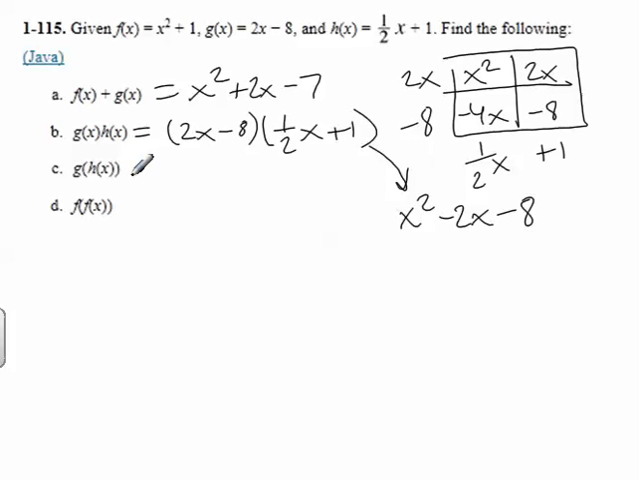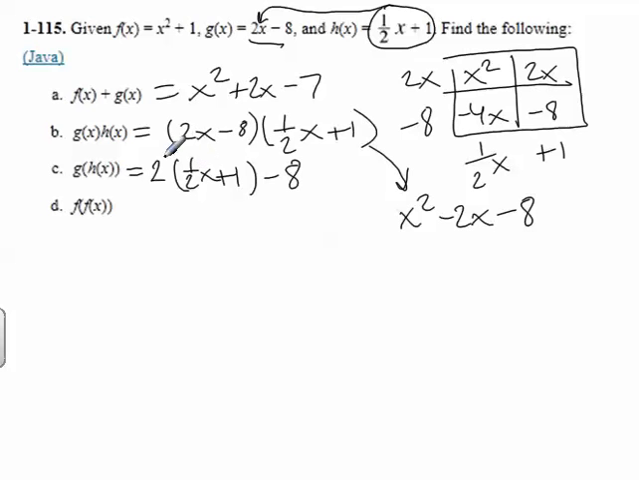Okay, now this is where we substitute one thing into the other. So we're going to substitute all of function h into as the input for function g. So I'm going to rewrite function g right here, but leave some space in place of x, the 1/2 x plus 1, and then continue with function g, or -8. So let's simplify that. Distribute the 2, so we've got x plus 2, and then -8, which leaves us an x minus 6 as a final result for C.